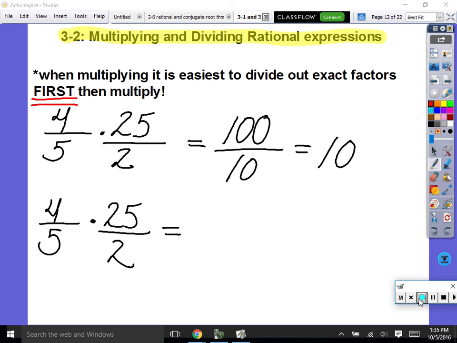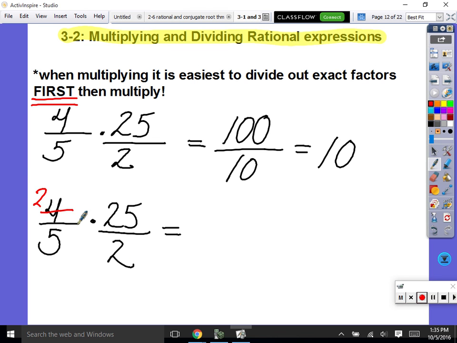4/5 times 25 over 2. Couldn't we just multiply straight across and say 100 over 10? And then that equals 10. But you would need a calculator, some of us, right? Okay? Now there was an easier way. Here's why. Before we multiply straight across, let's divide out exact factors.